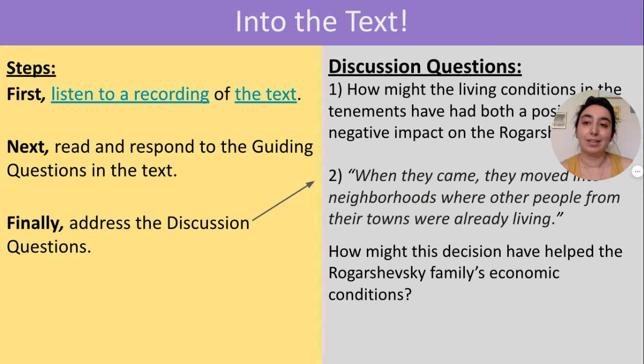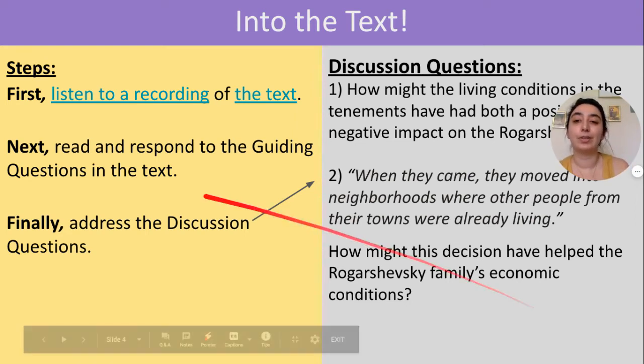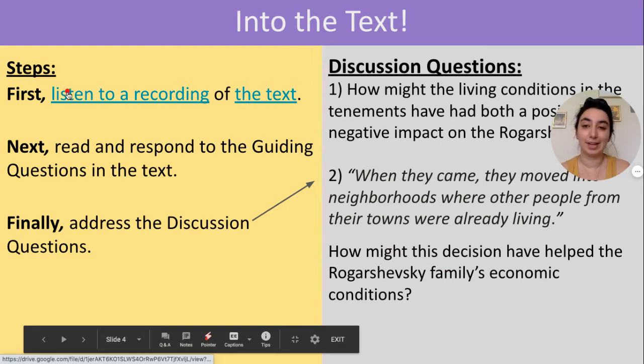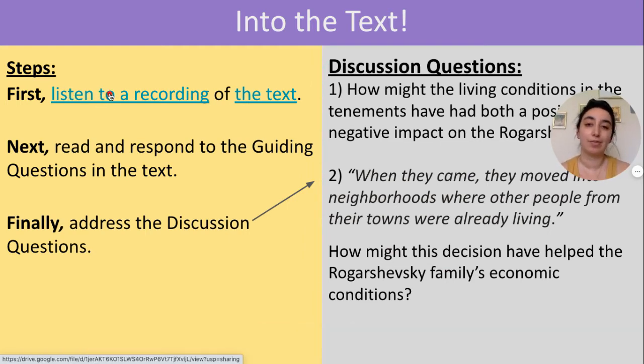All right, so now it's time for the text. The first thing you're going to do is you're going to listen to a recording of the text. So you can find that linked right here. So if you click on this little blue text, you should find the recording linked there. The text is available right here, but double check with your teacher if they would like you to access it from a different place, like from Google Classroom.